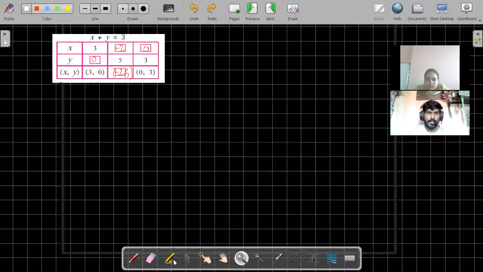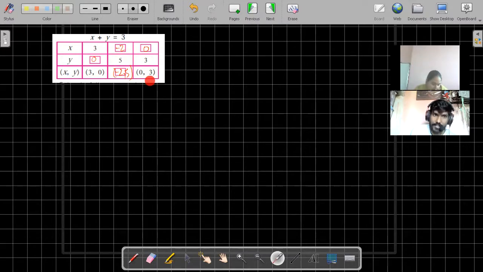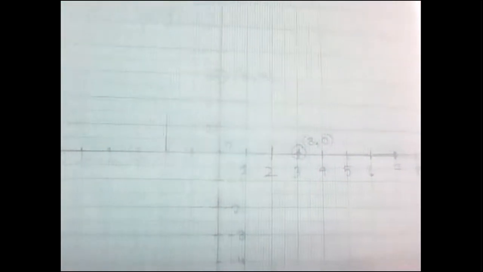Last is 0, 3. Where will this come? 0, 3. So which axis? Y axis. Correct. Perfect. Now take your scale and you know what you have to do now.